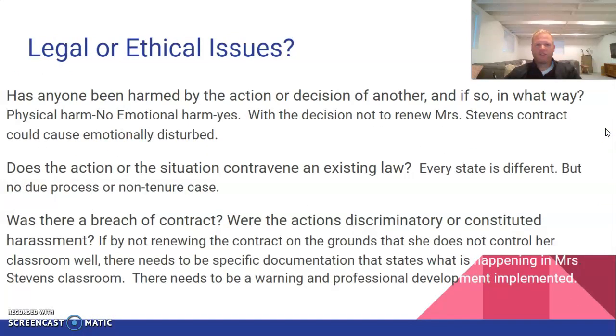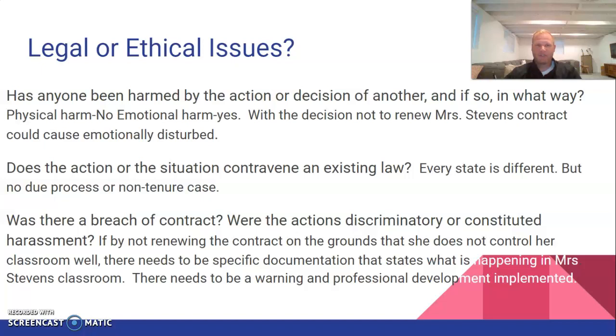Legal or ethical issues. Has anyone been harmed by the action or decision of another, and if so, in what way? Is there physical harm? No. Emotional harm? Potentially yes. With the decision not to renew Mrs. Stevens' contract, this could make her emotionally disturbed.